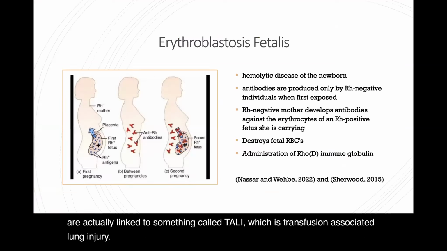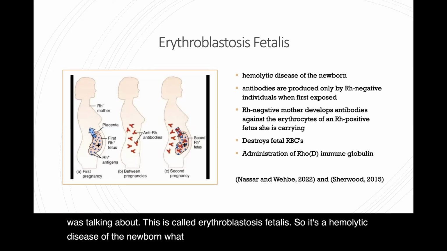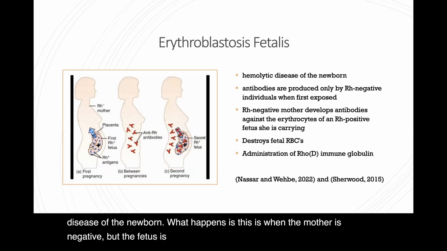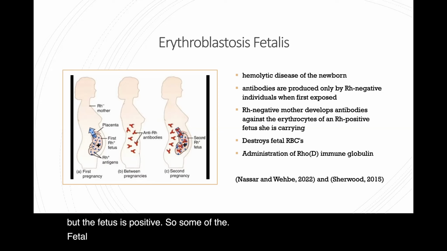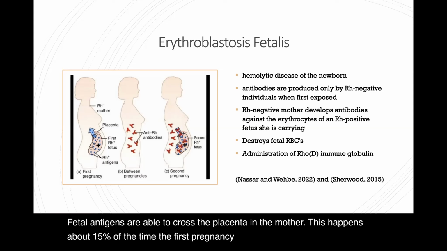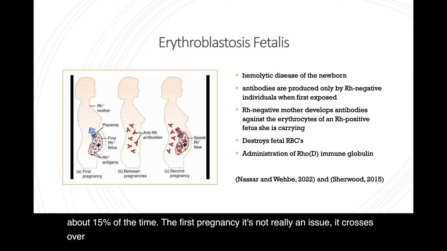And then something else that can happen, this is from that Rh factor that I was talking about. This is called erythroblastosis fetalis. So it's a hemolytic disease of the newborn. What happens is this is when the mother is negative, but the fetus is positive. So some of the fetal antigens are able to cross the placenta in the mother. This happens about 15% of the time. The first pregnancy, it's not really an issue. It crosses over. However, and then the baby is born.